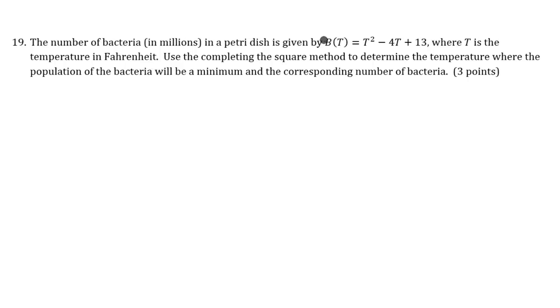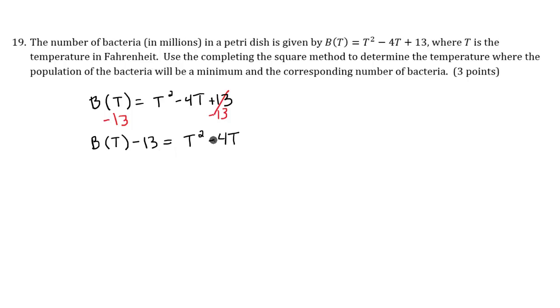So I'm going to take my function here, b of t, and I'm going to rewrite. My first step is going to be to take away this constant number, the 13, so I subtract it from both sides. This is going to cancel out, and I'm left with this equation right here. Now I can complete the square.